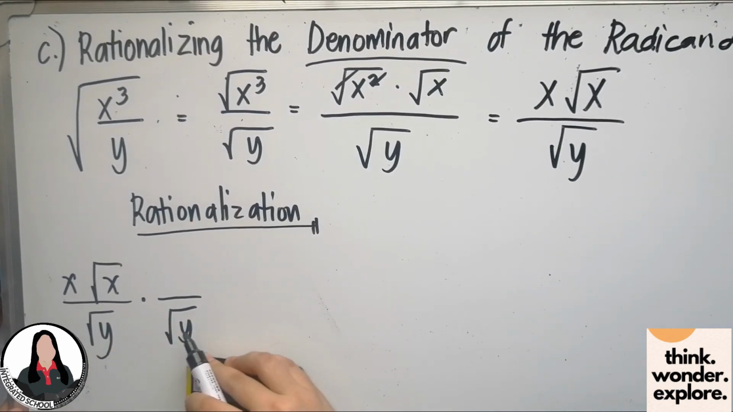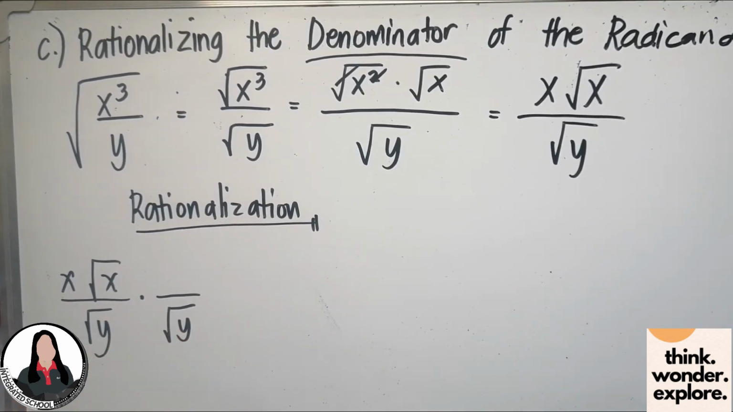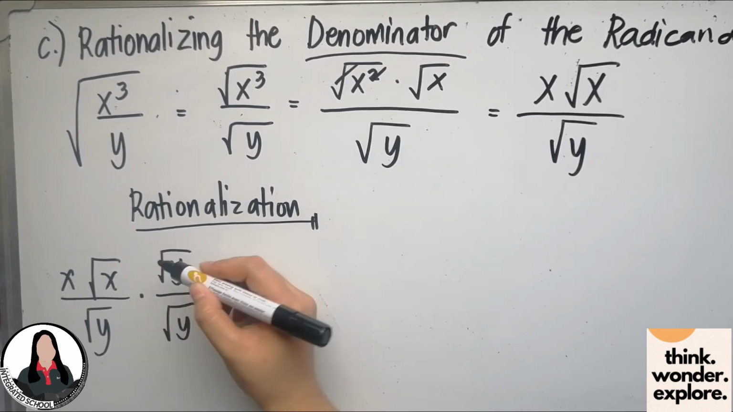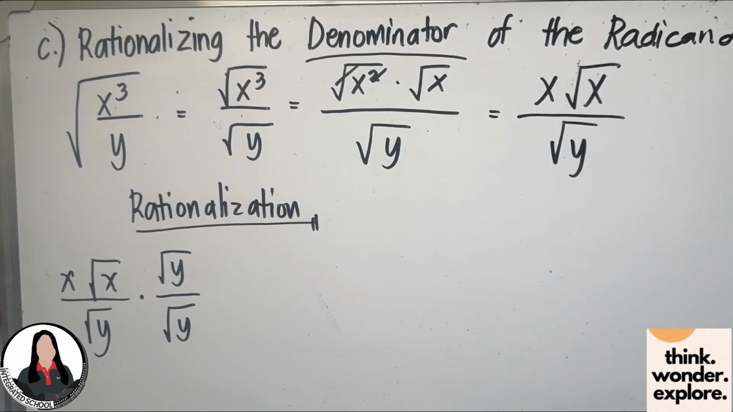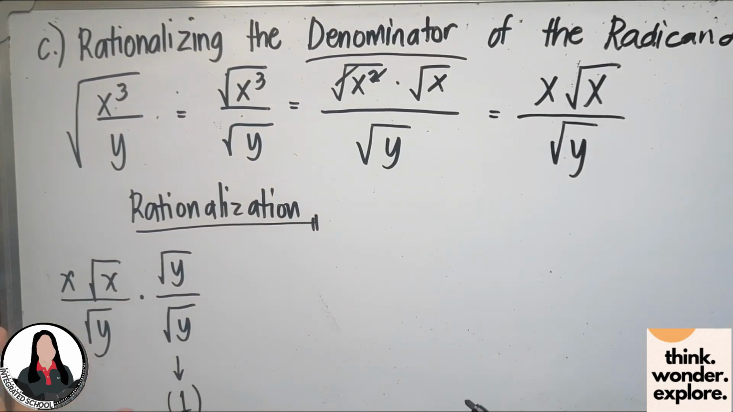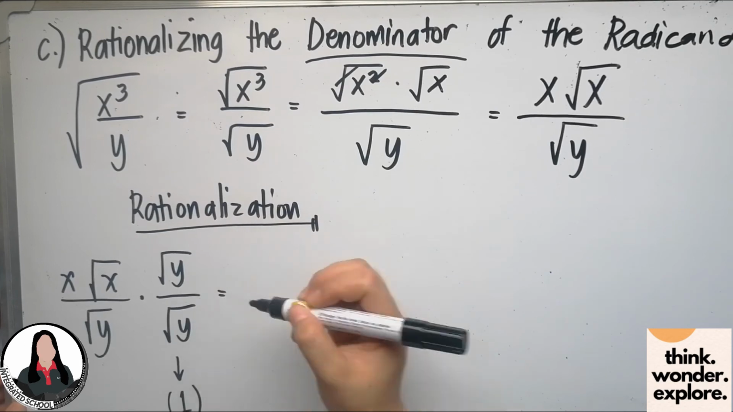However, this is an expression. So, para hindi natin maibago ang value ng ating expression, i-multiply din natin ang denominator, ang numerator rather, sa square root of y. Bakit? Because square root of y all over square root of y is equal to 1. Okay? So, para ka lang nagmumultiply ng 1 sa ating value, and when we multiply 1 with a number, the answer is always the number itself. So, hindi natin binago ang kanyang value.